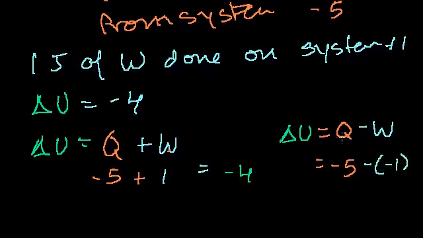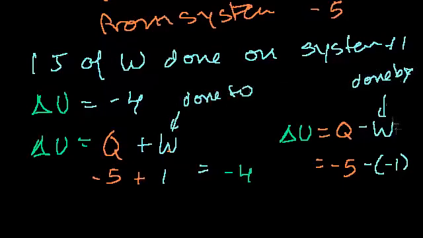I want to be clear. When I use this formula, this is work done by the system. Done by. This is work done to. The system had work done to it. So it had minus 1 joule of work done by the system. So these become pluses. And you get back to a minus 4.